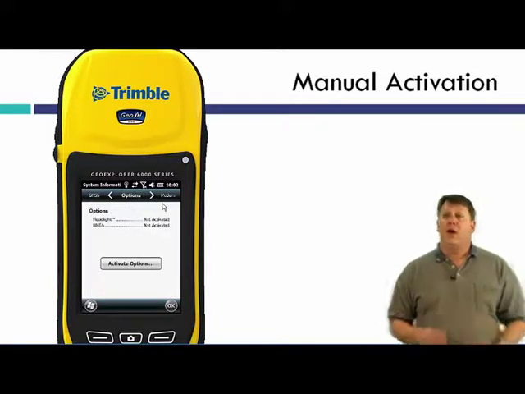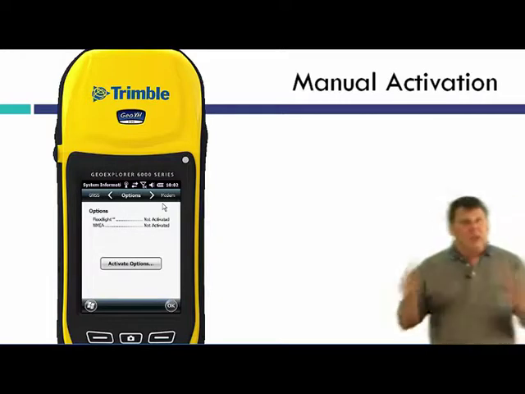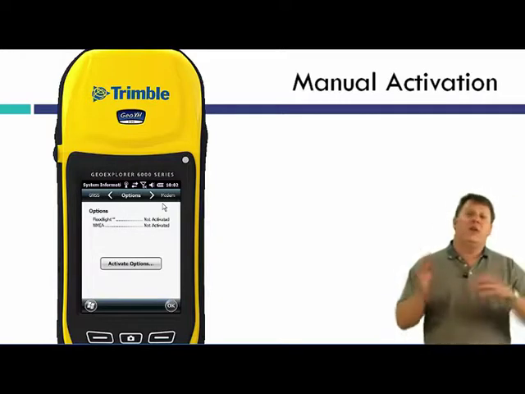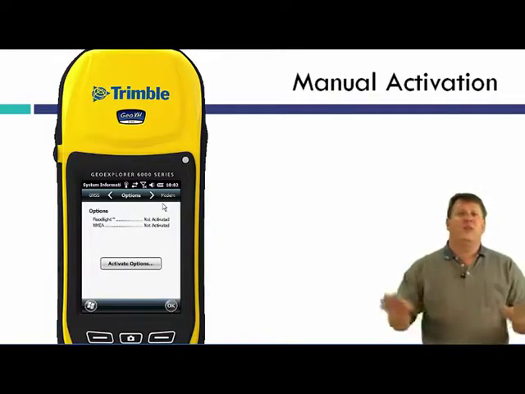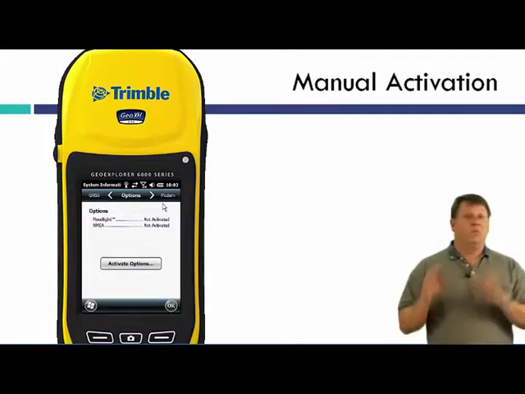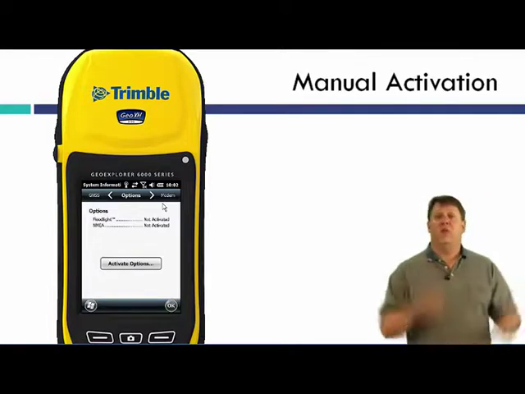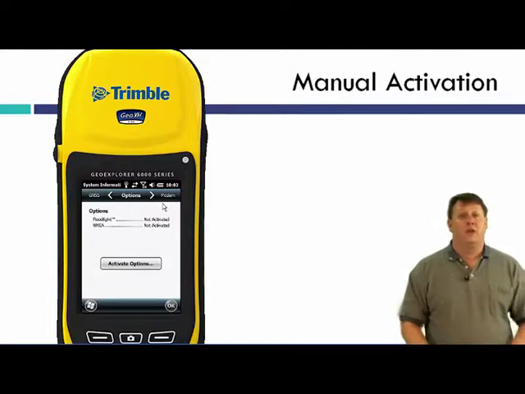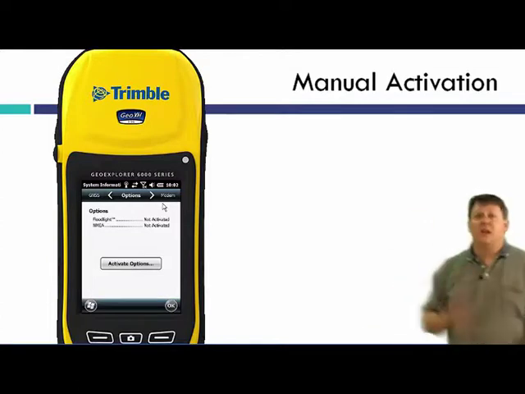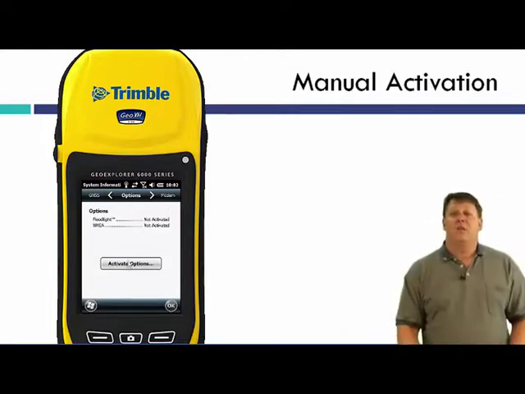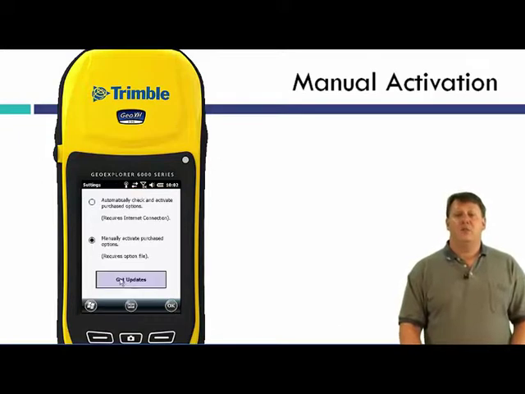When we tap on options, we can see that, hey, if we have our NEMA and our floodlight activated, great. Nothing else needs to be done. You can disconnect and go on and follow on with the rest of the training class. But if it says not activated, to activate it manually, down at the bottom, tap on Activate Options.